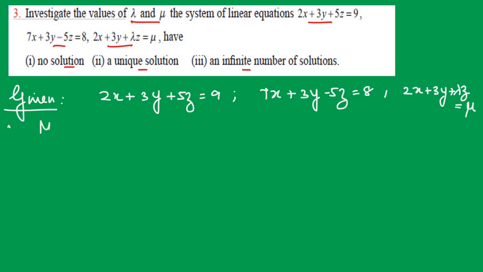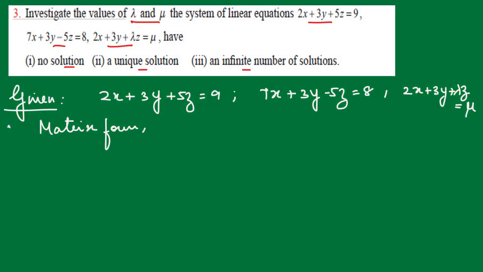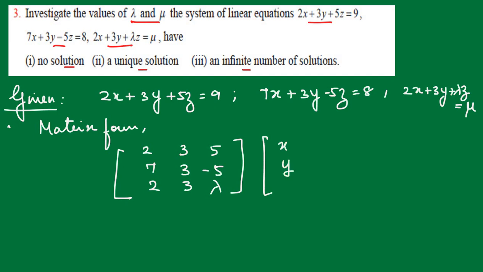We first write the matrix form of the given equations. The coefficient matrix is 2, 3, 5 from the first equation. Second equation coefficients 7, 3, minus 5. Third equation 2, 3 and lambda. Unknown variables are x, y and z, and the constant matrix is 9, 8 and mu. Now the matrices are of the form Ax is equal to B.